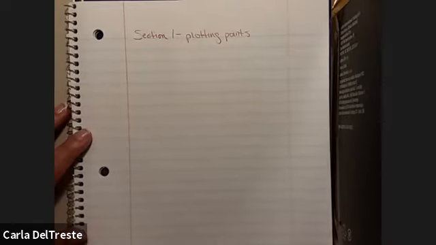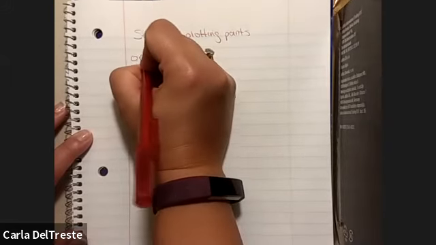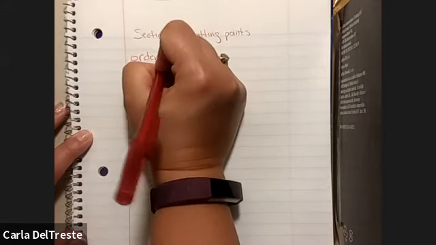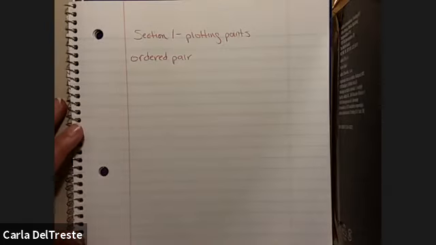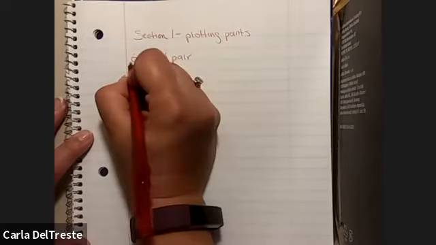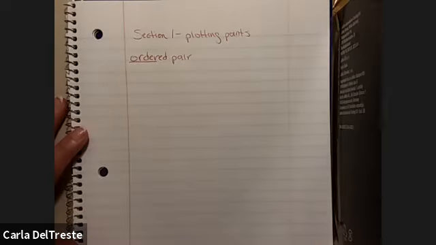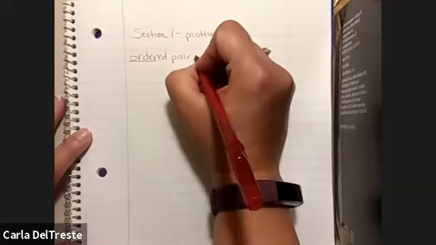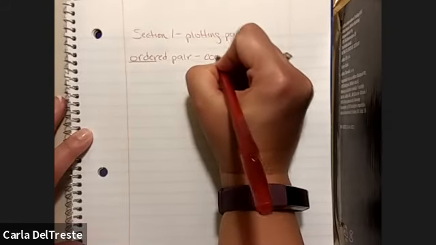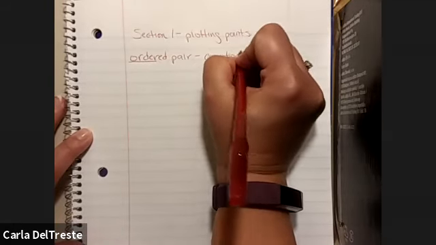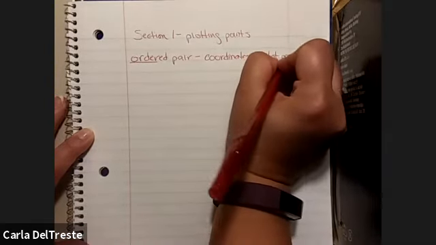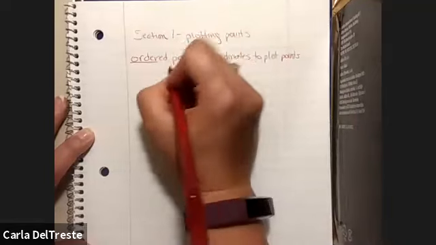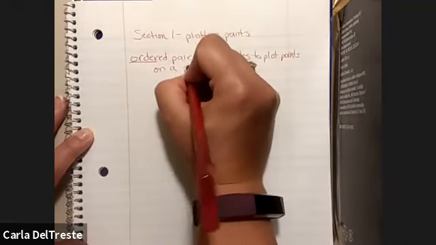And the first thing that we have to do is define some vocabulary. So you're going to hear and read the phrase ordered pair a lot. Key in on the order, okay? Order matters. So these are the coordinates to plot points on a plane.